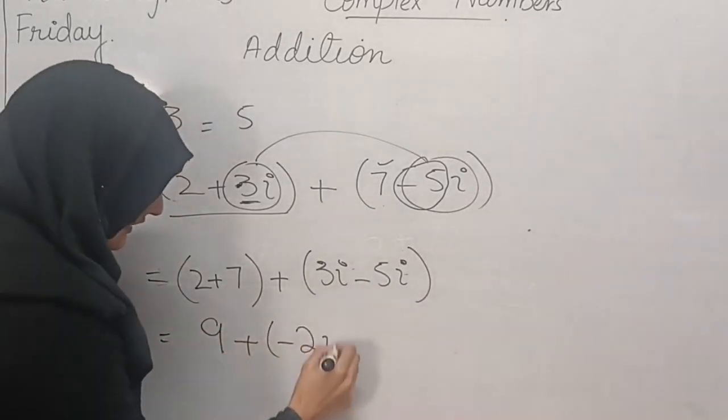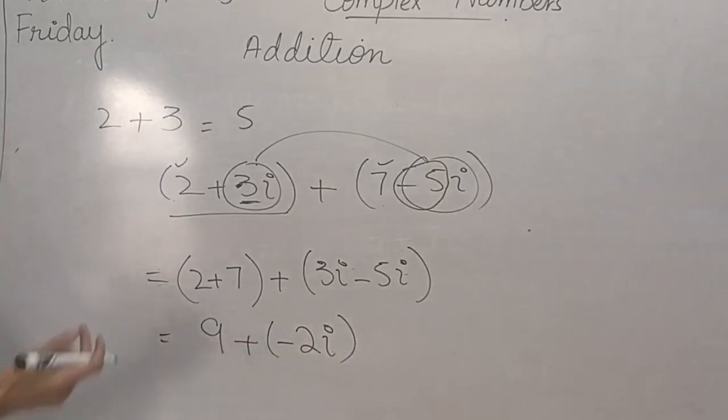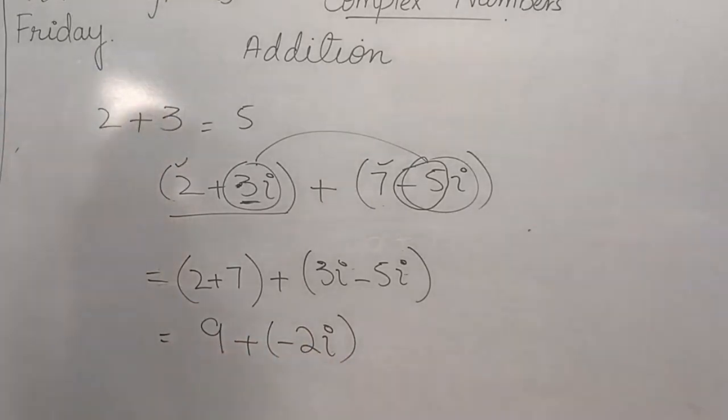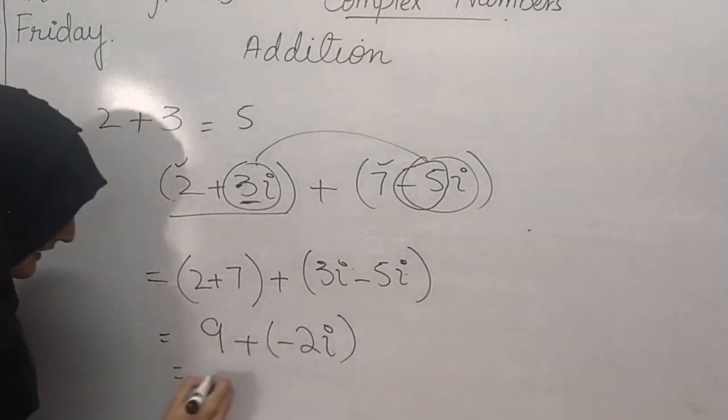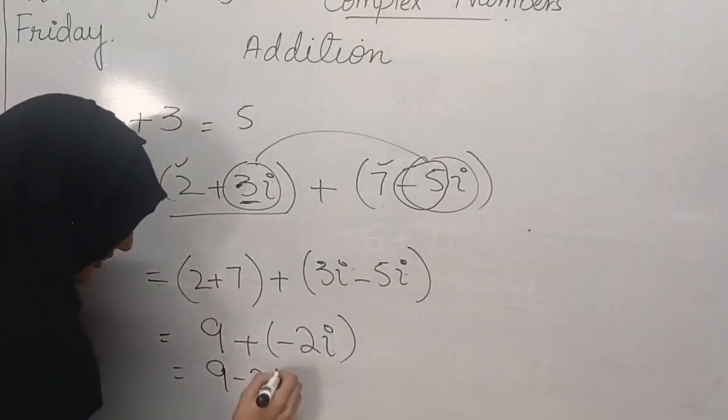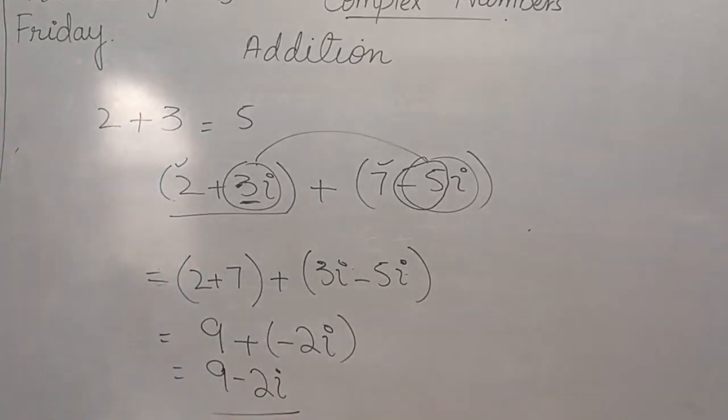Very good. Now again we have two different opposite signs. So what will we do? We'll simply multiply these two signs. Plus minus is minus. 9 minus 2 iota. After addition we will get 9 minus 2 iota.